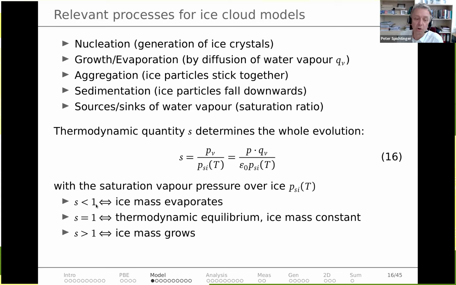So if S is smaller than 1, then the ice mass evaporates. S equals 1 is equilibrium. S larger than 1 is supersaturation, so the ice mass will grow.